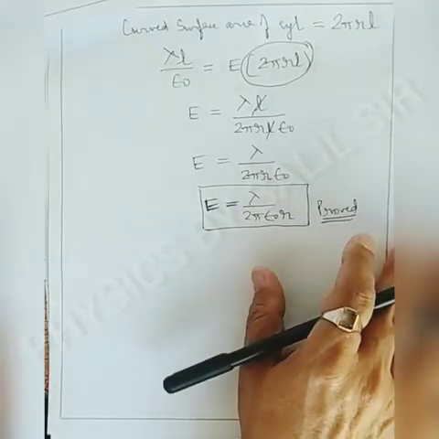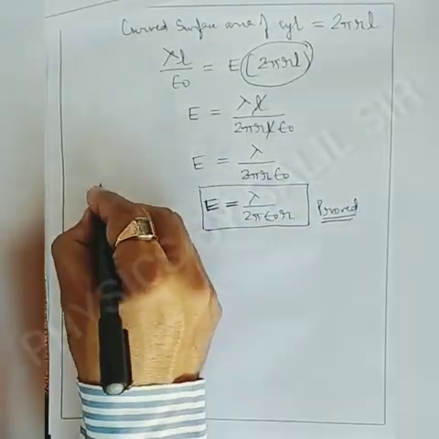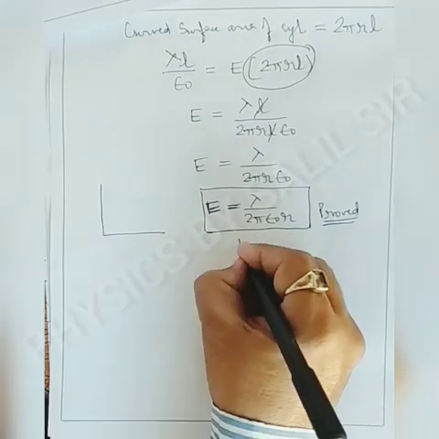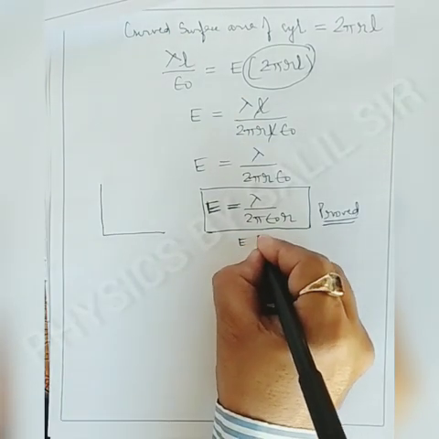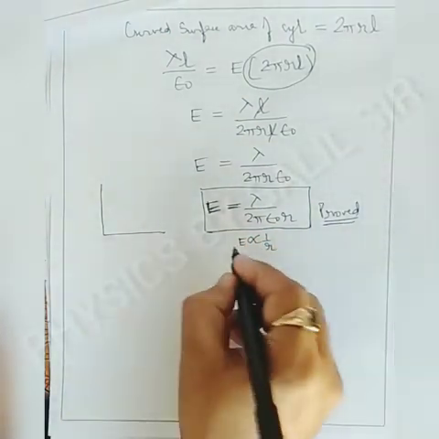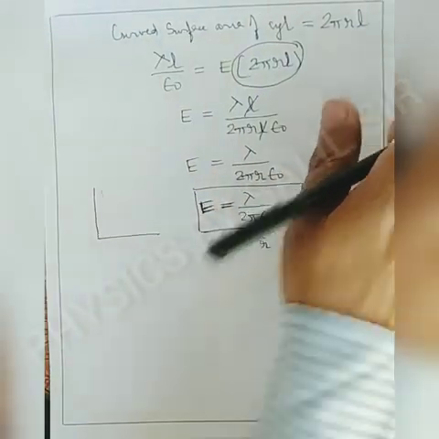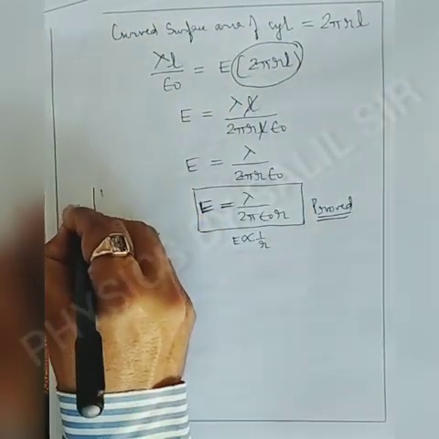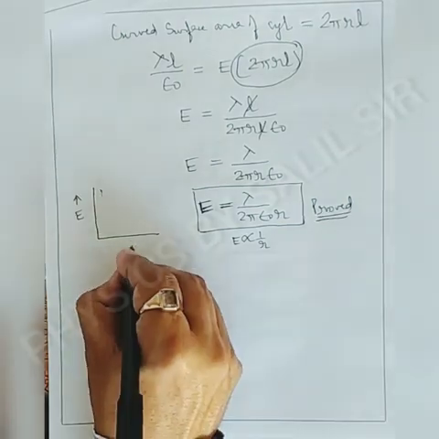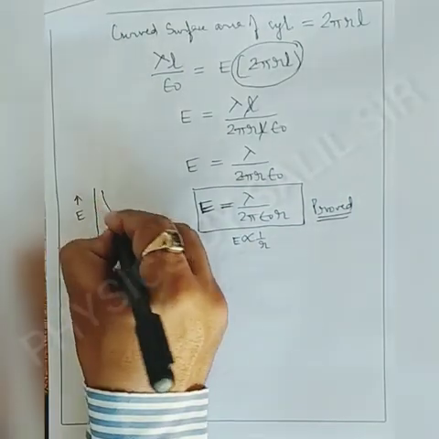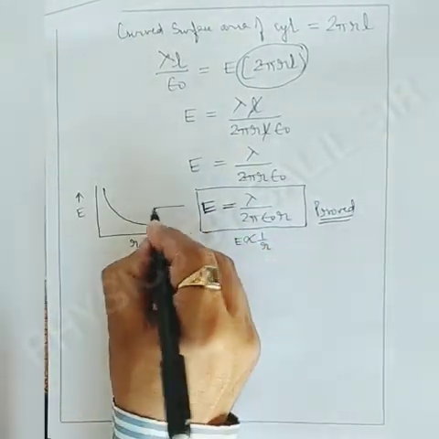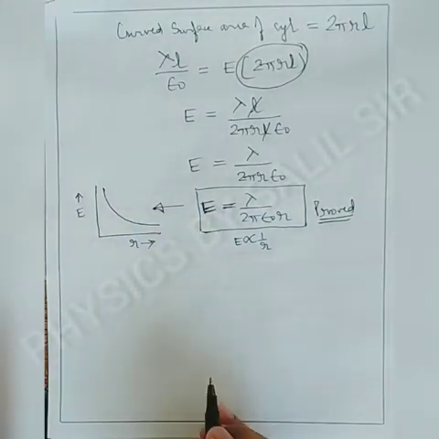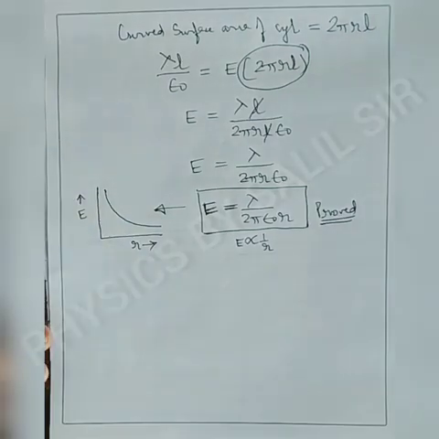Now if we want to represent it in the form of a graph, we already know that E is inversely proportional to r. So for inverse proportion, if we take E on the y-axis and r on the x-axis, then we'll get the graph between E and r in this form. Thank you.